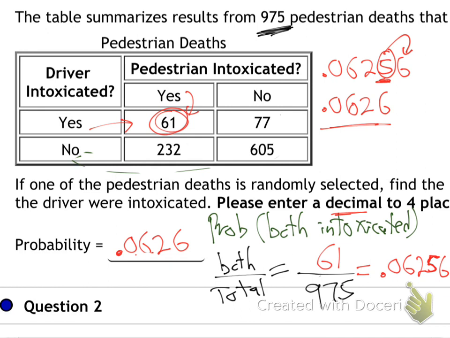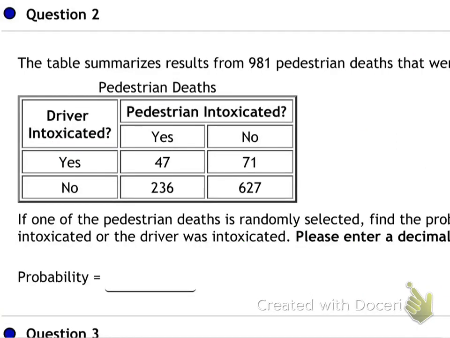So here we go on question 2. It's very similar, just different numbers. But here's the difference. It's the question. They say, what's the probability that the pedestrian or driver is intoxicated? So that's what they're asking us. What's the probability that either the pedestrian or the driver is intoxicated? Now, how's that different than the last question? What did they ask last time?